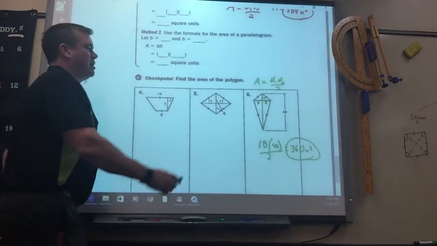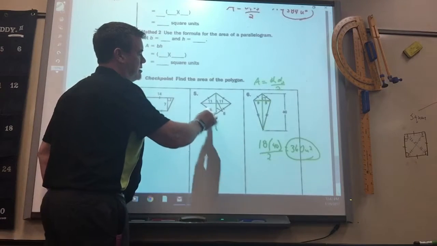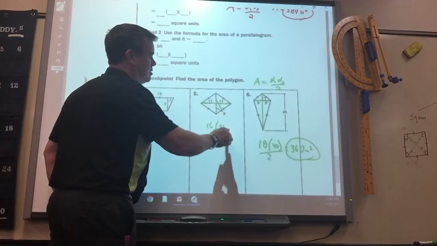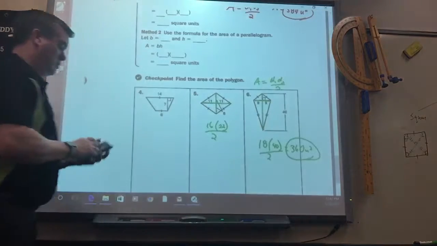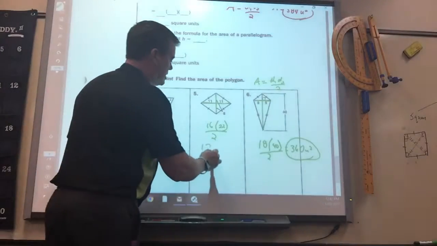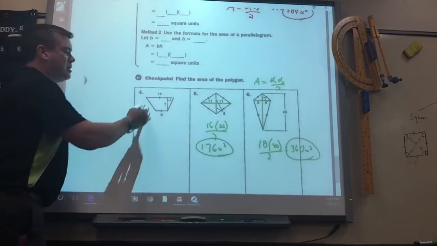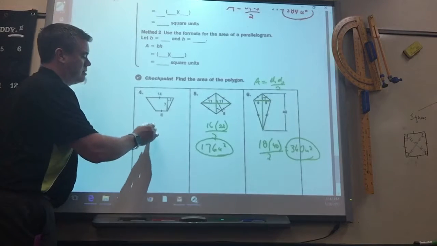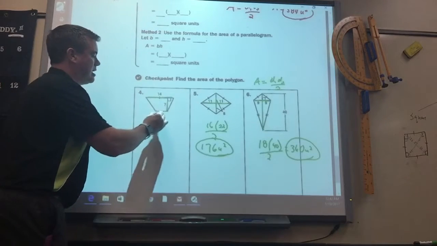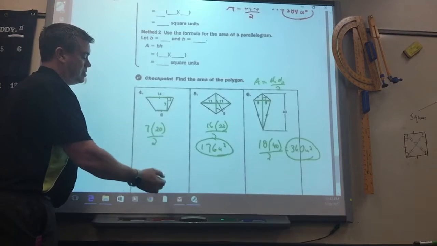Again, you do the same thing here on a rhombus. 8 and 8, that's 16. 11 and 11 is 22 divided by 2. 176. And then on a trapezoid, it's the height times the bases added together. 14 and 6 is 20, and then divide by 2.